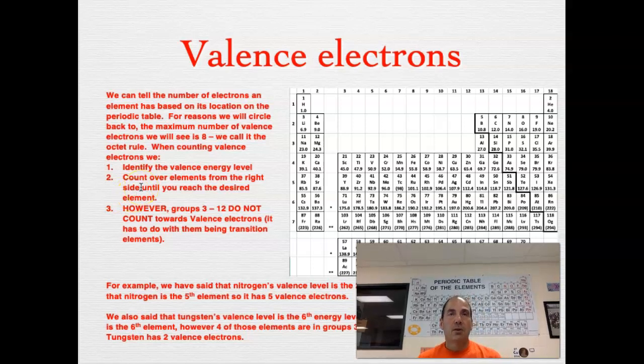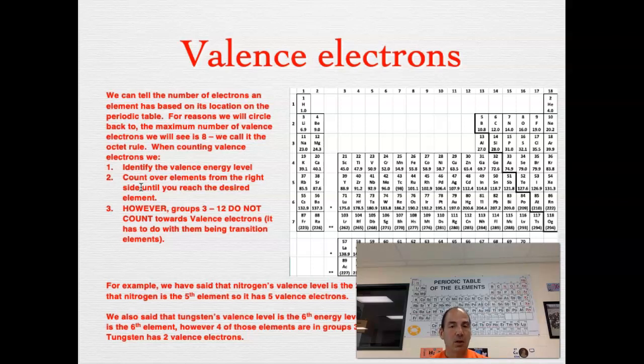So valence electrons are how many electrons are in that outermost energy level. And for this, we're going to use something called the octet rule. Oct meaning 8, right? So 8 is the maximum number. Now, if you look at the periodic table, there are 18 columns. How do we deal with that?